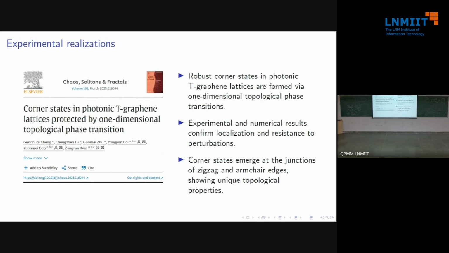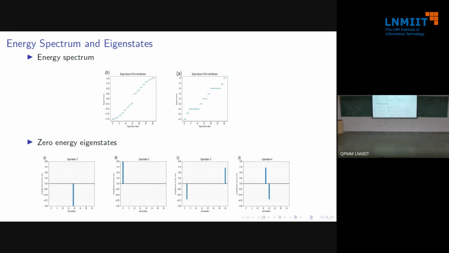Last week, a Chinese group did a similar kind of experiment for such rectangular lattice systems with defects in their edges, and they supported our results experimentally by showing that localization can happen, and it is strongly localized at the corner states, as in our case.